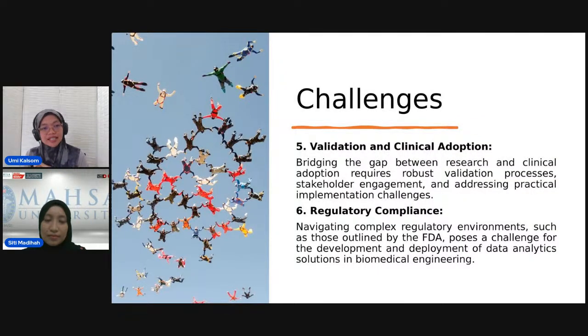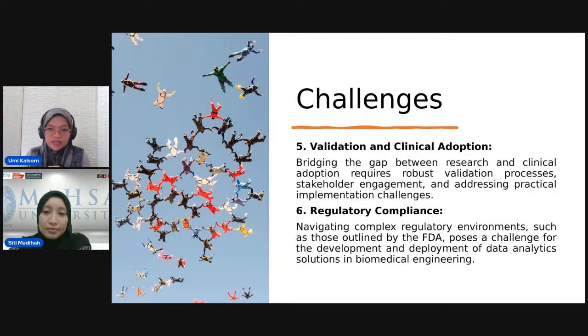So validation and clinical adoption. It is related to my previous point. Bridging the gap between research and clinical adoption requires a robust validation process, stakeholder engagement, and addressing practical implementation challenges. When they already understand what machine learning is, they have the mindset, so they can understand how this machine learning works. So it can bridge the gap. We have thousands of research papers, but we cannot really implement them in the real world, because the medical practitioner, the actual person who uses the model, cannot understand it, so they will not use the model. The model is just left out like that. So that is the challenge for validation and clinical adoption.